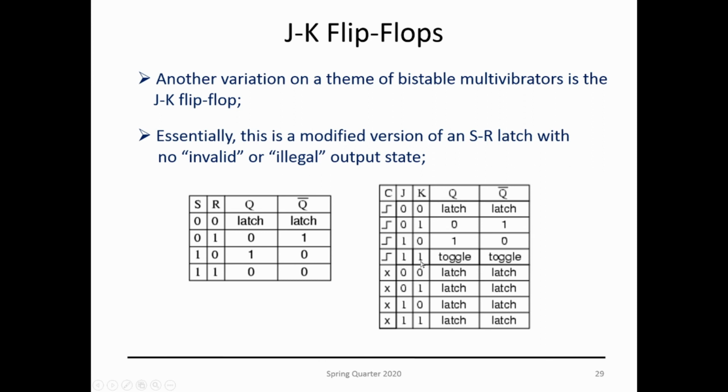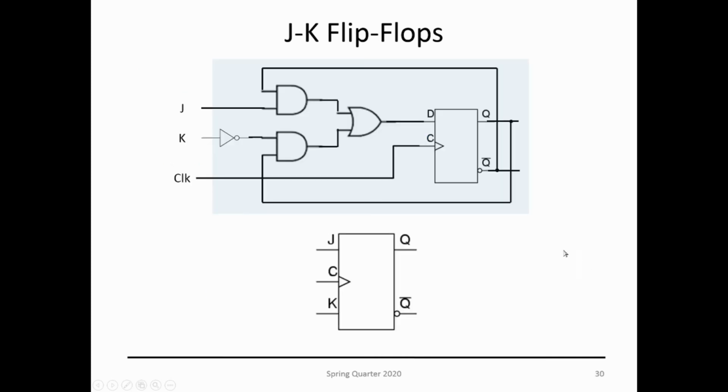Now if you have 1, 1 on your JK, it's going to toggle back and forth, which is pretty cool. And then all the other states are going to latch. So JKs are very useful because you can pretty much implement all the other flip-flops with JKs. Alright, so this is your circuit for your JK, builds upon a positive edge trigger flip-flop, and you put here your SOP, this circuit over here, and now you have a JK and a clock.